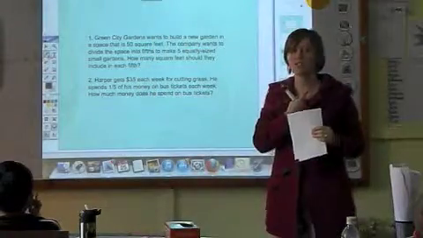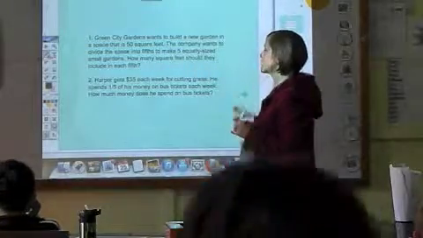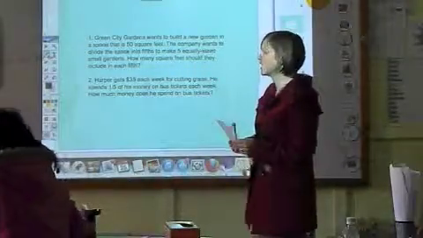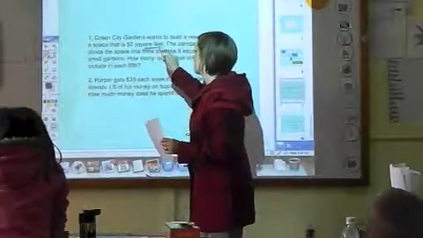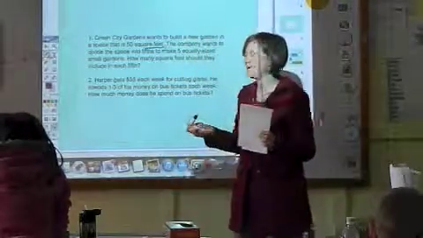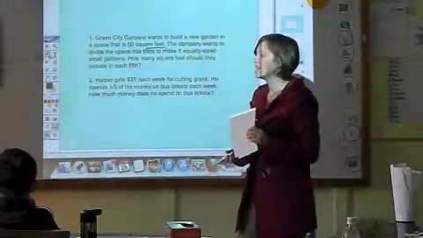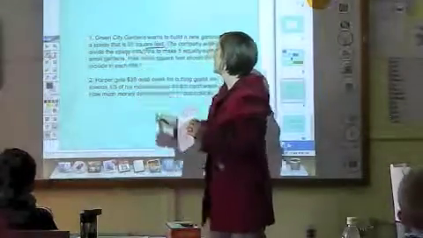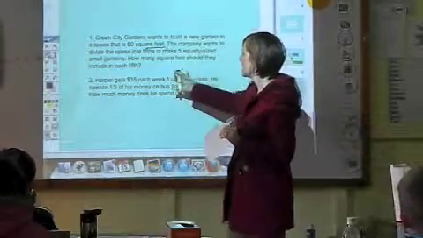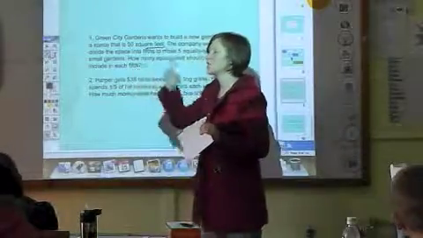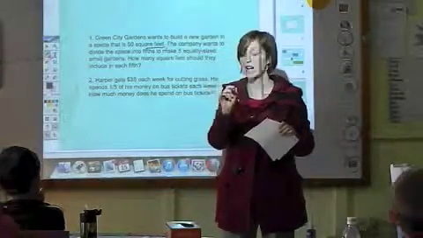Okay, I will read the questions to make sure you're clear on what the words are. Number 1 says, Green City Gardens wants to build a new garden in a space that is 50 square feet. The measurement does not really matter for the problem, so don't let this wording confuse you. The company wants to divide the space, which is 50 square feet, into fifths to make 5 equally sized small gardens. How many square feet should they include in each fifth? Don't say the answer aloud. Write your answer and draw a picture of how you figured it out.